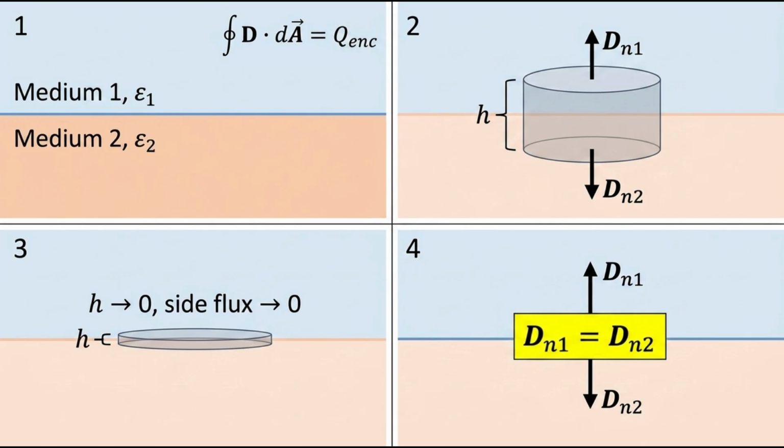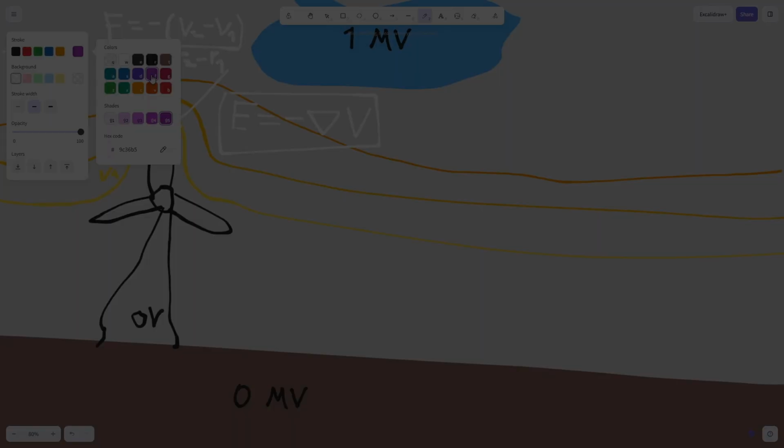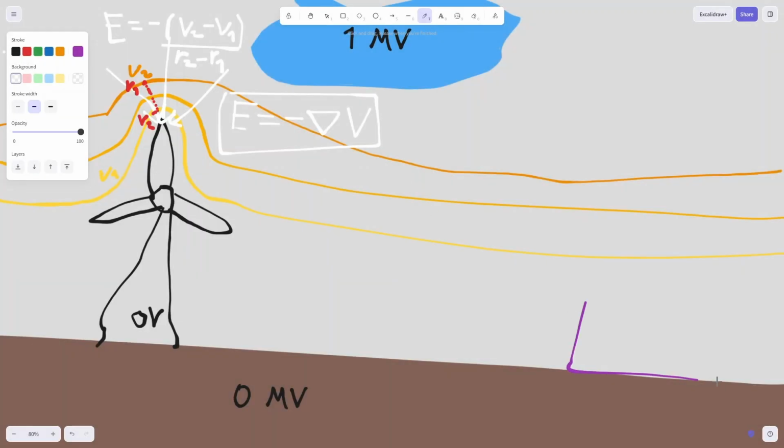And if there are no free charges on the surface, so no Q inside, then from the equation, the right-hand side is actually 0. And now, since the sides are shrunk to 0, we only have the normal component going through the boundary, which means that the flux density at each side must be equal to each other. And this is what we have at the pool surface. Same flux density, but completely different field strength. Let me try to draw it here.